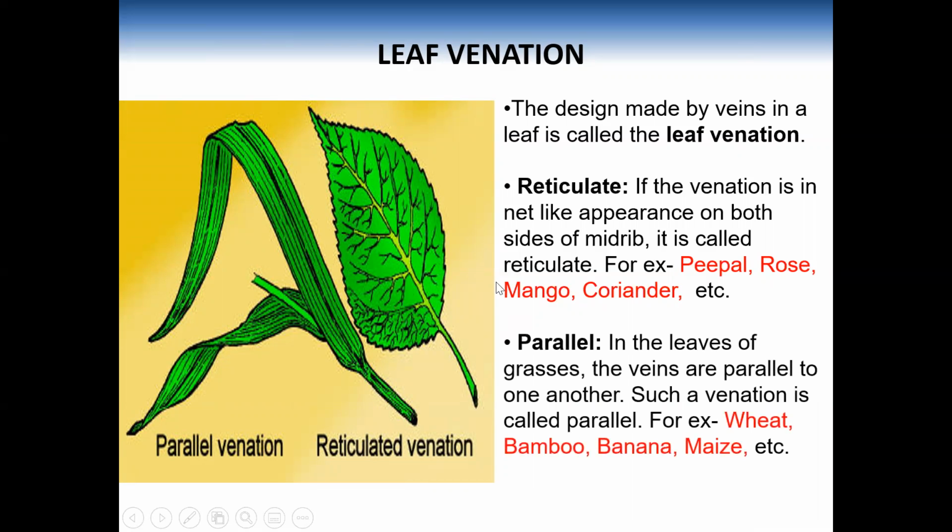Second one is known as parallel venation. In the leaves of grasses, the veins are parallel to one another. Veins, as you can see, are parallel to one another. That is why the venation is known as parallel venation. Examples are wheat, bamboo, banana, and maize.